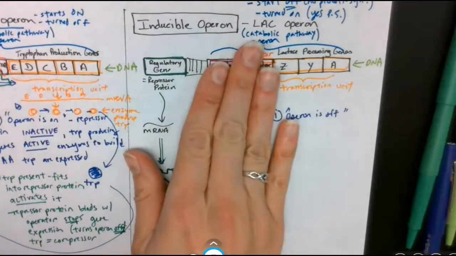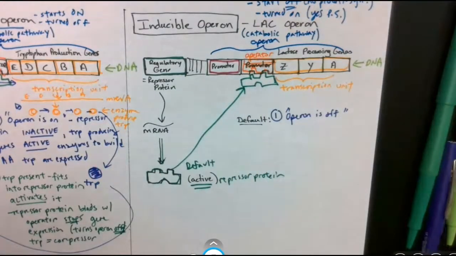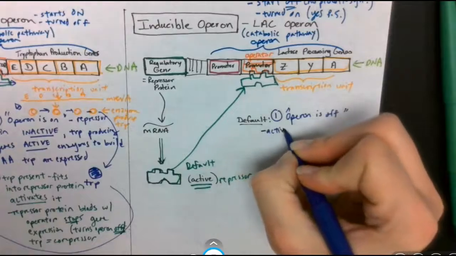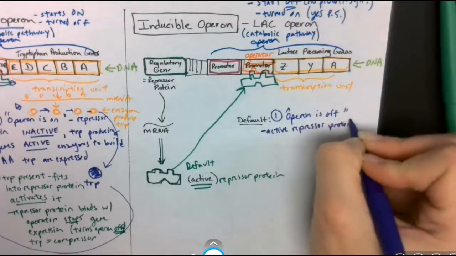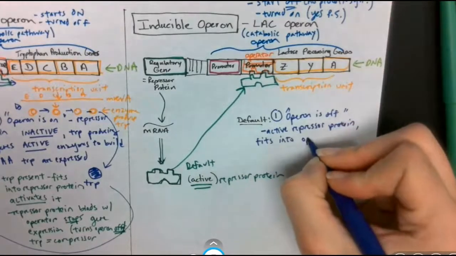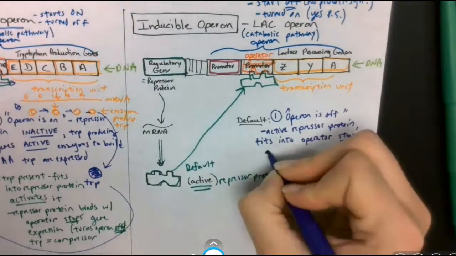RNA polymerase cannot attach, which means these genes cannot be transcribed and translated. So when I say the operon is off, we have an active repressor protein, because it fits into the operator and stops protein synthesis, stops gene expression.